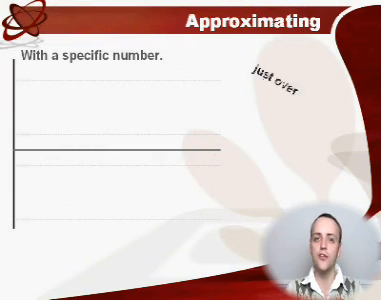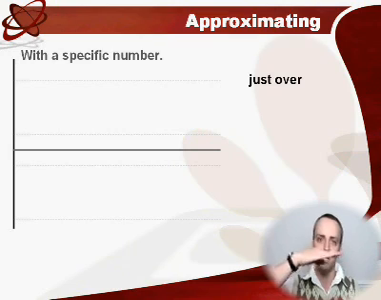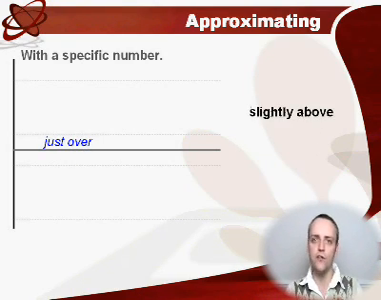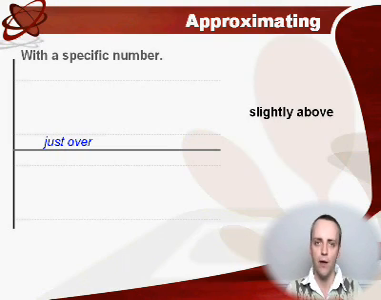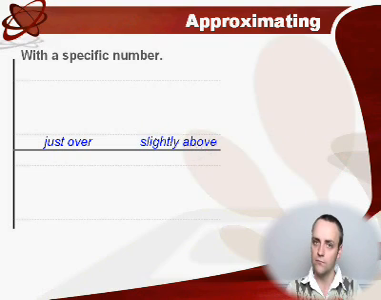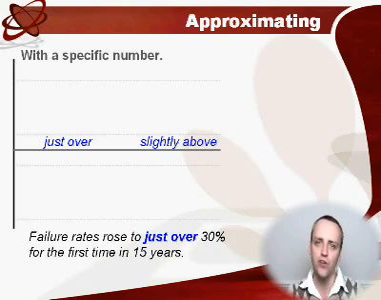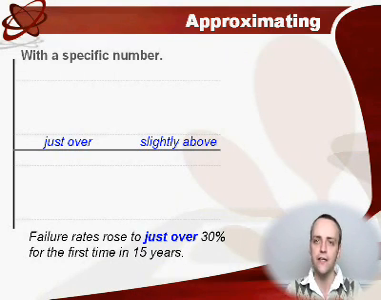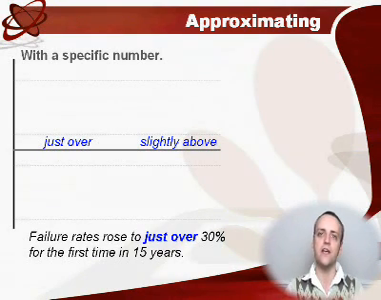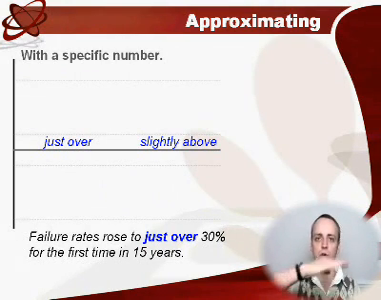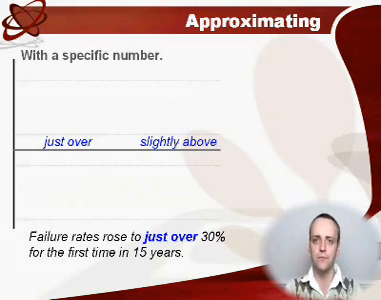So what about just over? Now we can see that this is definitely not below the line, this is only above the line and by a little bit. So here we go. Just over. Another way of saying just over would be slightly above, and that will go here. And an example: failure rates, so the number of people failing an exam, for example, rose to just over 30% for the first time in 15 years. So in the last 15 years it was obviously below 30% or at 30%, but now for the first time it has risen to above 30%, but only a little bit above.